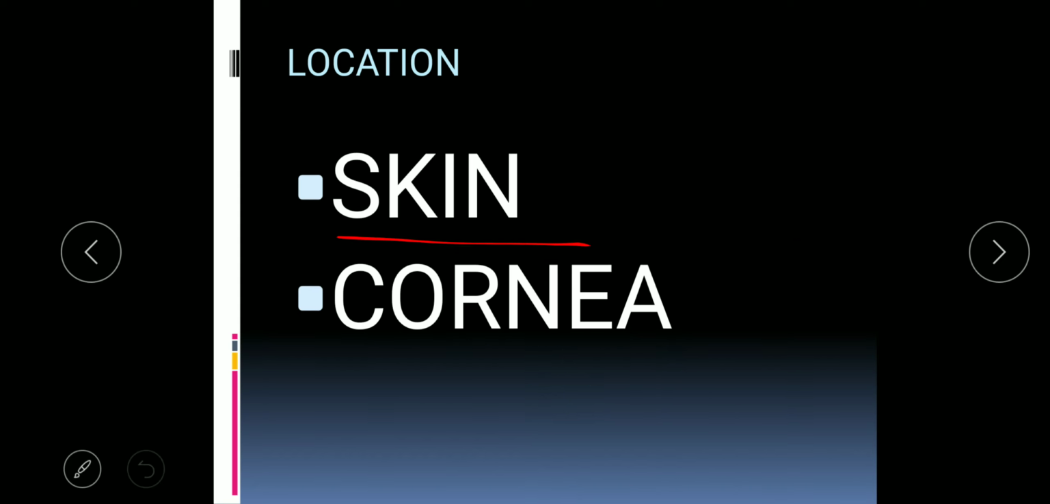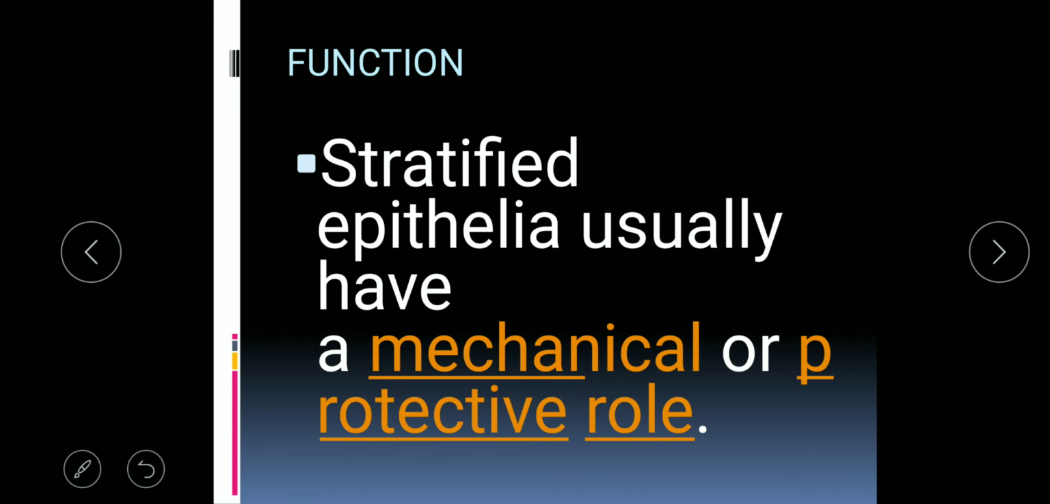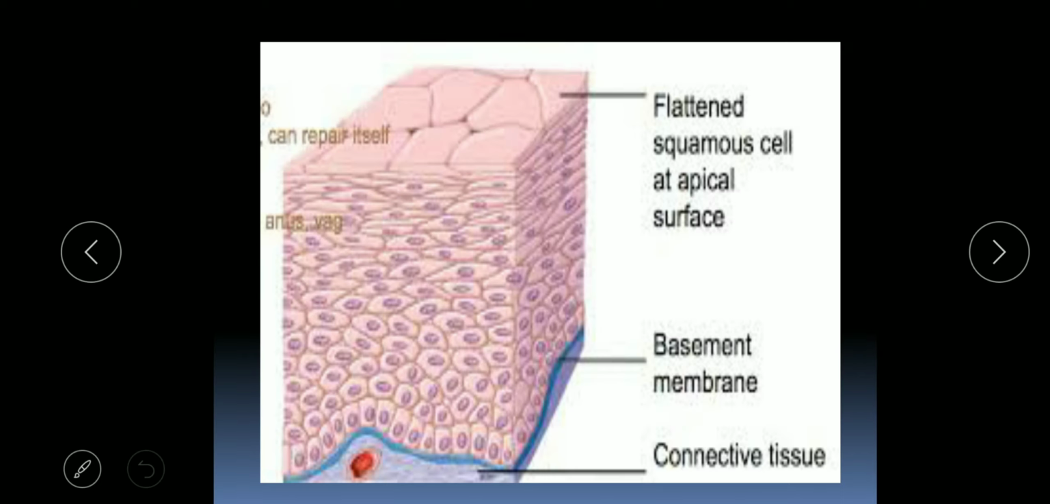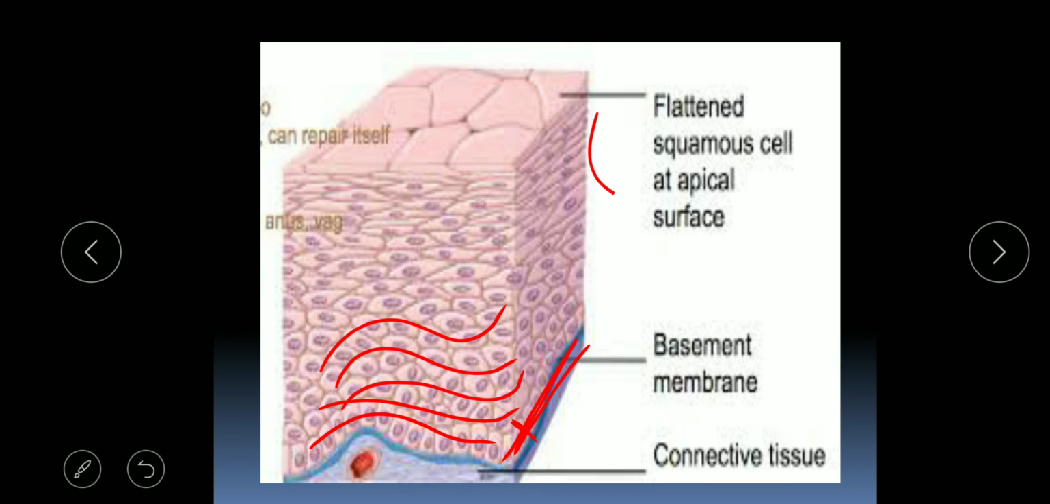So it is present in the skin and it is present in the cornea. Cornea is part of the eye. Function is mainly for mechanical or protection purposes. Many cells are flattened, arranged one over the other. Only the lowest layer of cells is in contact with the basement membrane, and this is present in the skin, and skin provides protection from all the physical, chemical and biological factors because of the stratified epithelial tissue.